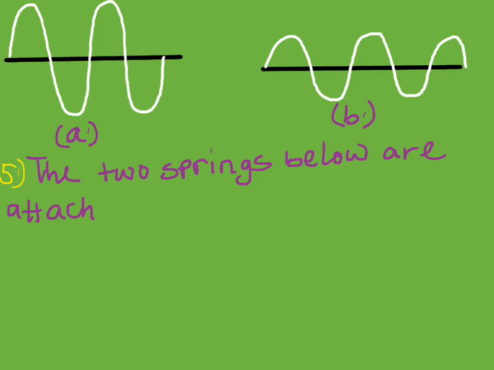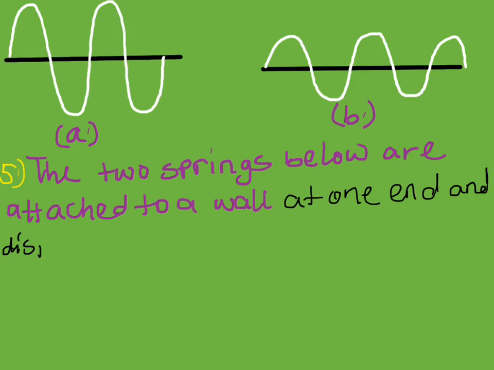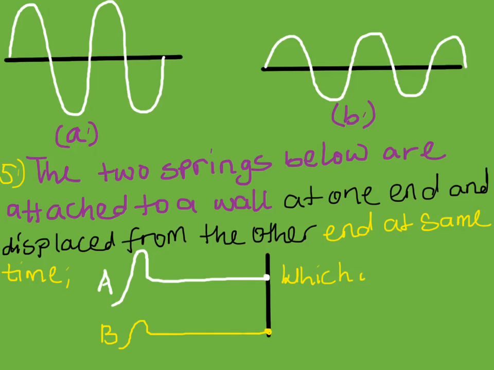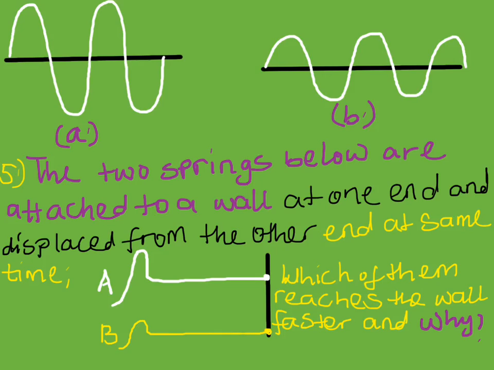Question 5 says, the two springs below are attached to a wall at one end and displaced from the other end at the same time. Which of them reaches the wall faster and why? What actually is the difference between the two springs? You can see that spring A has a higher amplitude and spring B has a lower amplitude. Now, take note that amplitude does not affect the speed of a wave. That will help you answer the question.